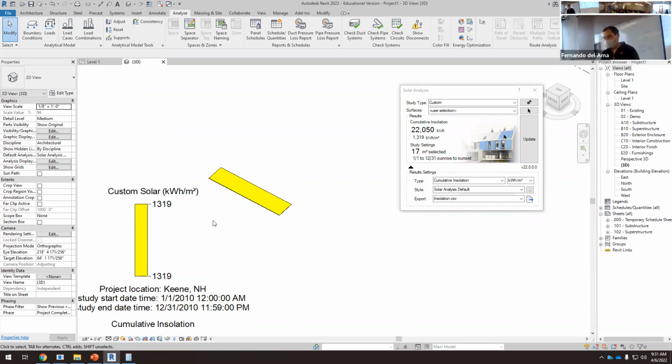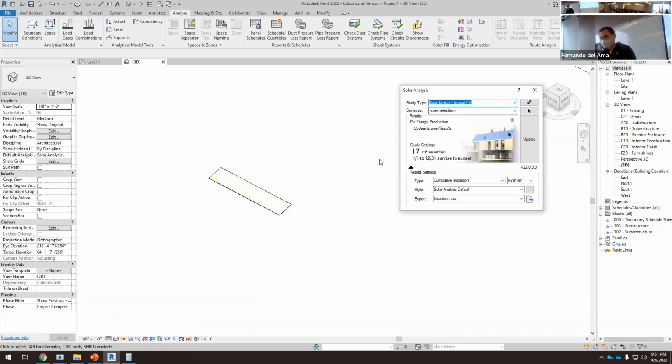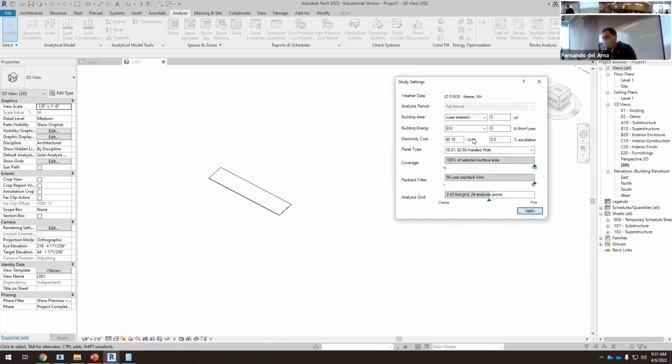We can refine the analysis, because here we haven't included anything about the PV array. So we are going to work with this. Instead of custom, we're going to use the solar energy PV. What do we have here? If we select this, we do have information about the panel.